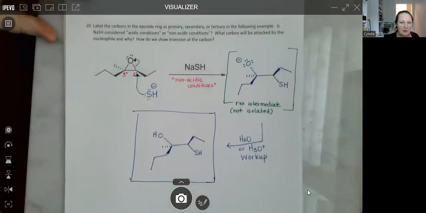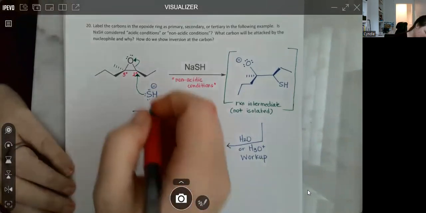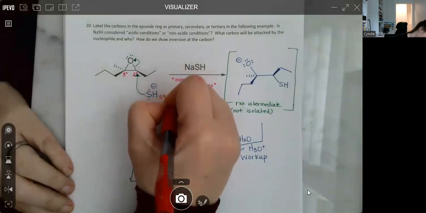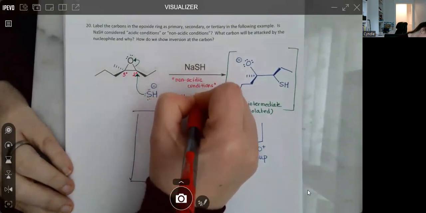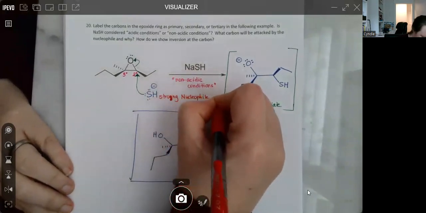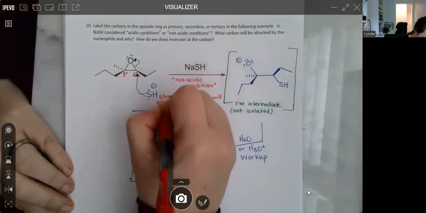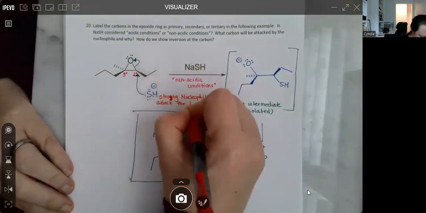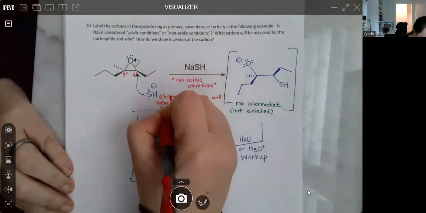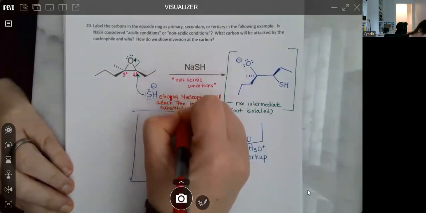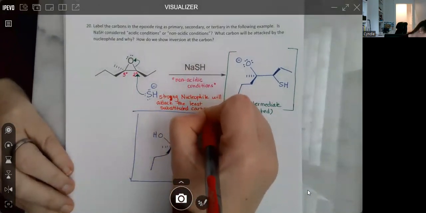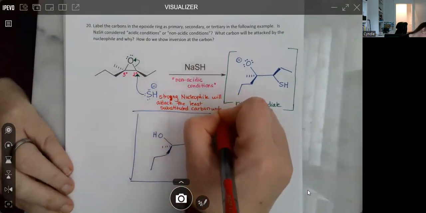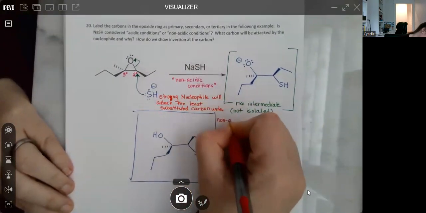So should I make any more notes here? Let's see. Right, so this is a strong nucleophile, and it will attack the least substituted carbon under non-acidic conditions.